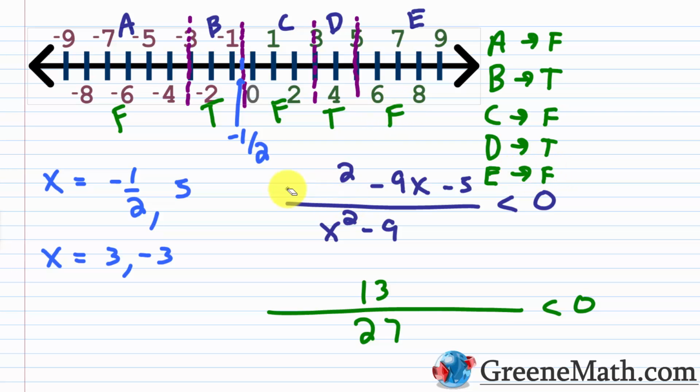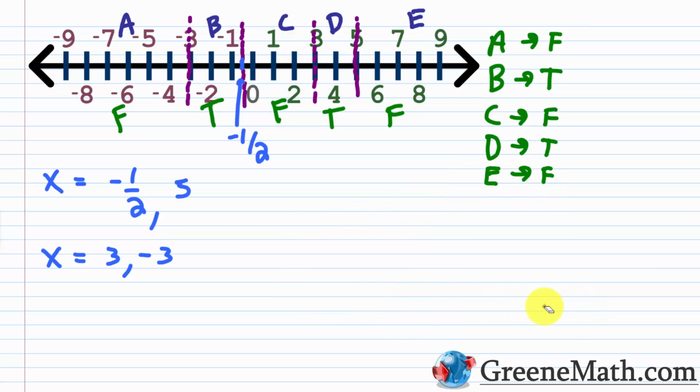Okay, so let's go ahead and write our solution. Remember, this is a strict inequality, so none of the endpoints are going to work. So we know in interval A it doesn't work. In interval B it does. So that's between -3 and -1/2. So x is greater than -3 and less than -1/2. Okay, so that's one part of it.